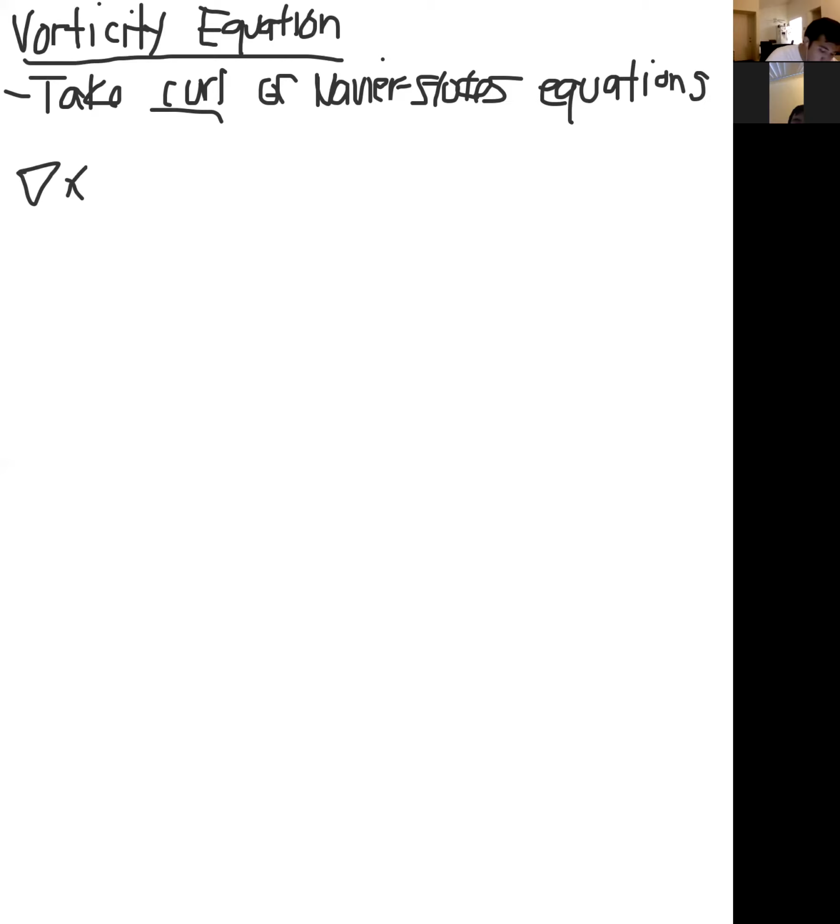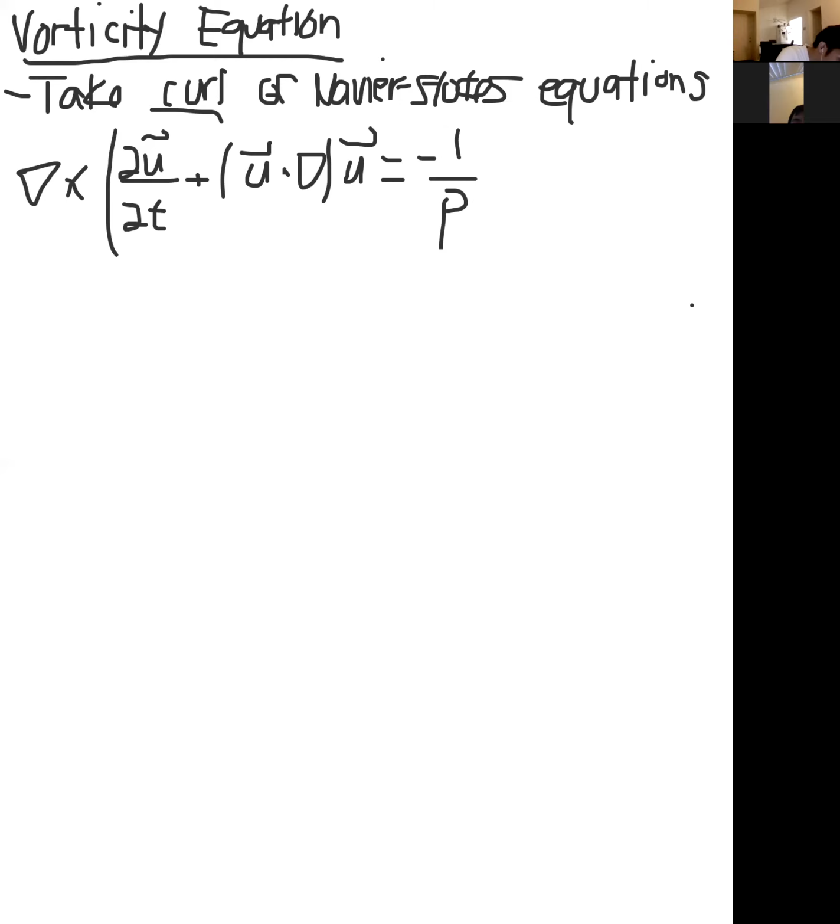So to take the curl, we're going to take our Nabla operator and cross product it with all of Navier-Stokes. Okay, so Navier-Stokes, we have our unsteady term. We have our convective term. We have our pressure term. We also have our gravity term. And then we also have our viscous term. So I'll spare you all the gory details of doing this derivation.